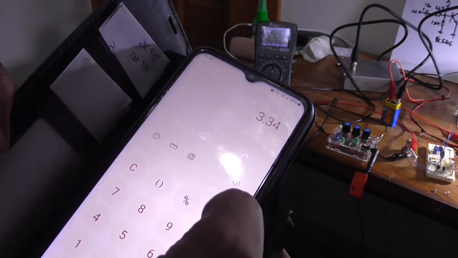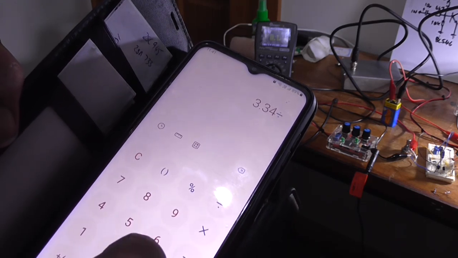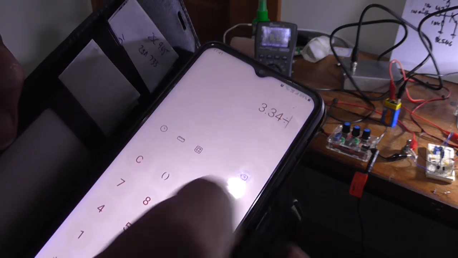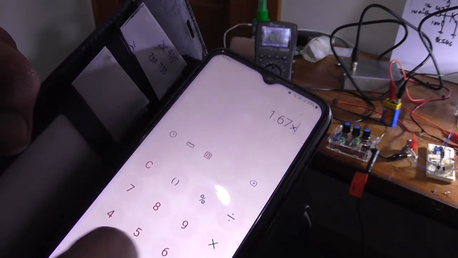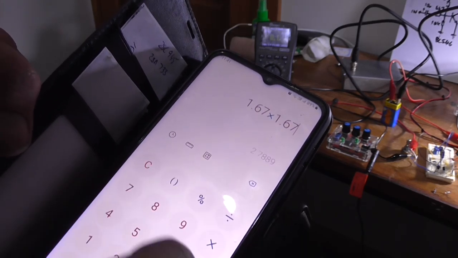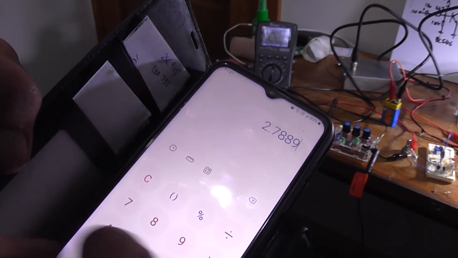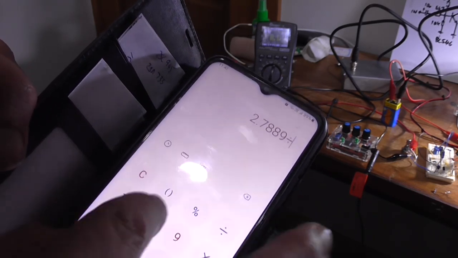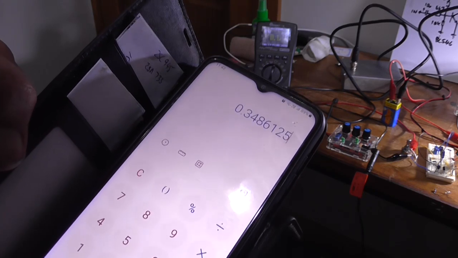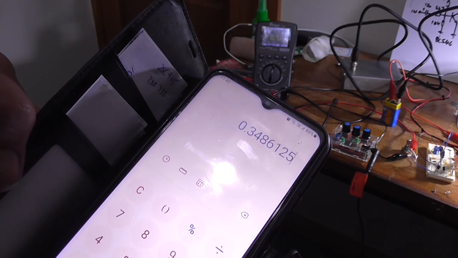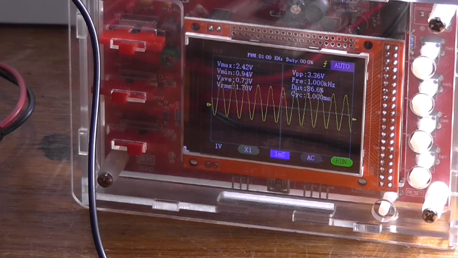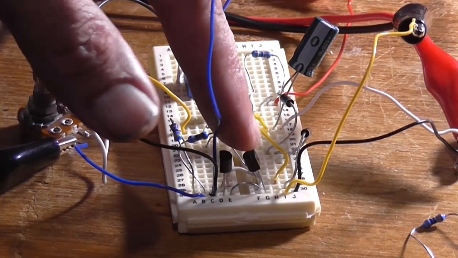Okay, so 3.34 divided by 2, it's 1.67, multiplied by 1.67, that's 2.7, divided by our load. We're closer to 300 milliwatts now. Oh yeah, 348 milliwatts. That's getting a little bit better, and our signal's remaining relatively clean, distortion free. That's for our output stage transistors.